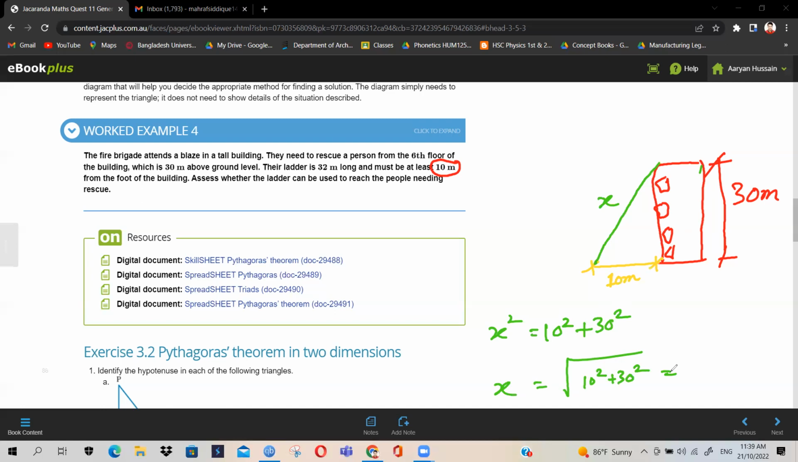Let me calculate as well. 10 squared. Let me know when you're done. 31.62. Okay? So if the ladder is 31.62 meters long, then we would be able to rescue them. How many meters do we have? We have 32 meters. So that means this ladder could be used. Nice.